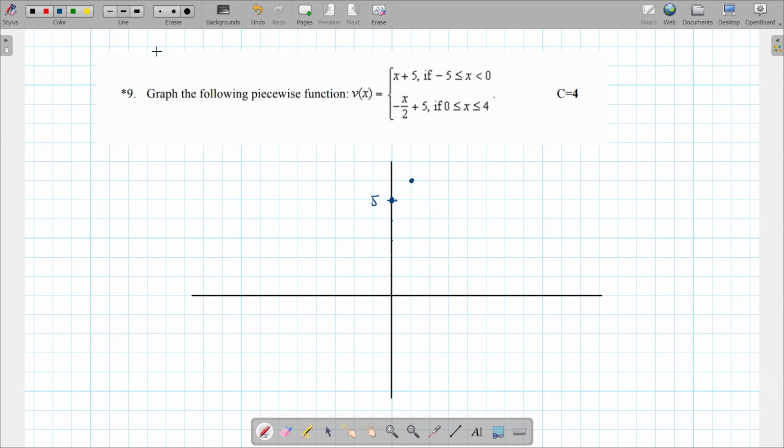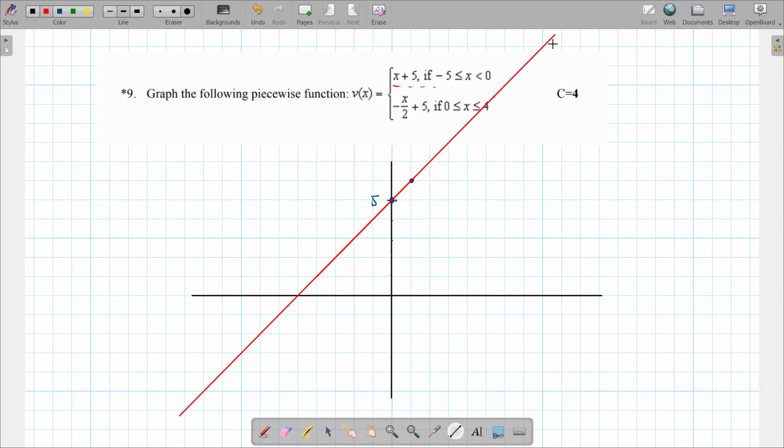Now this function, the top function, is valid only between -5 to 0 on the x-axis. So that means -5 to 0. Let me just draw this line. So to draw a linear line, you just connect 2 points. So this is the top function, okay?